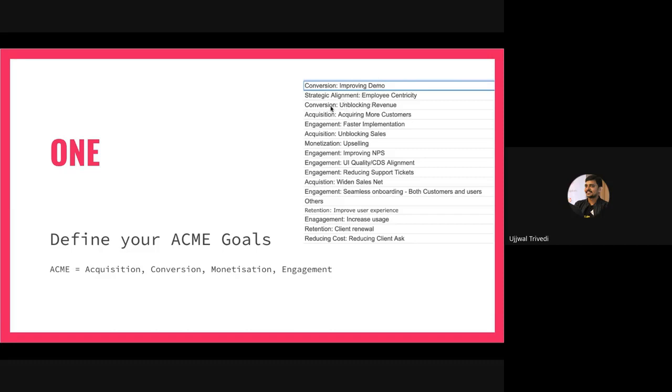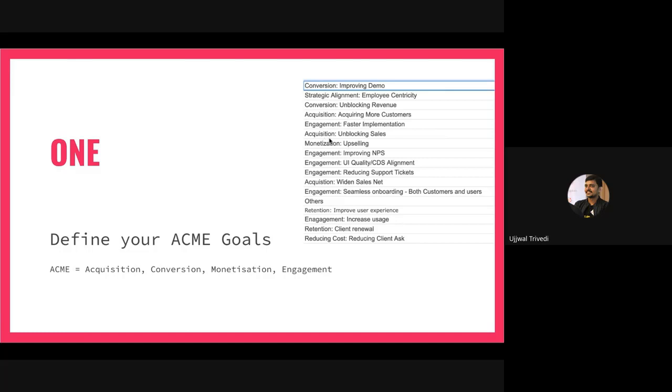Then acquisition is one of the goals. Engagement is one of the goals. Engagement will happen when implementation is very fast. We can't take 3 months to implement. We should be able to implement in about 3 to 4 weeks.